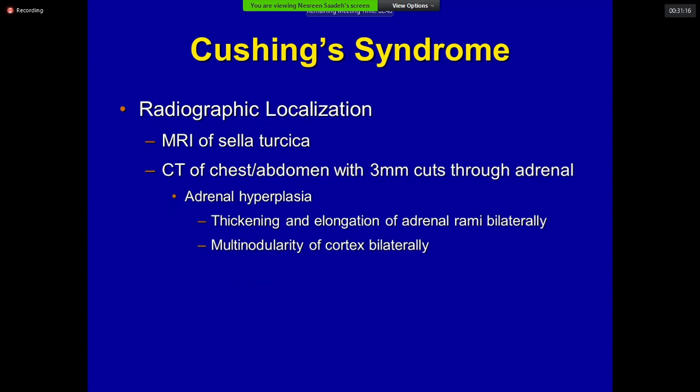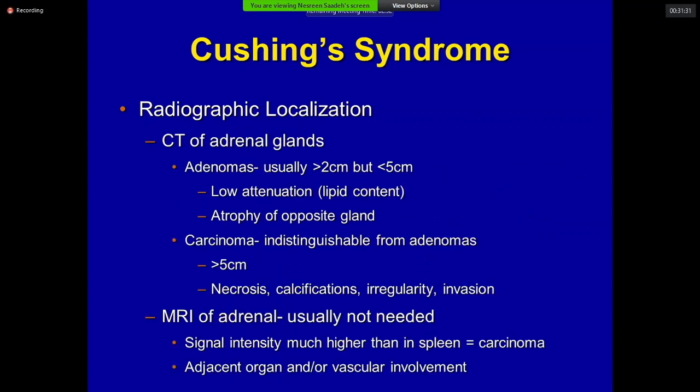When we are thinking about ectopic ACTH secretion, we will try to look for the cancer mainly in the chest, and then in the abdomen. We do CT, chest and abdomen. If it's because of an adrenal adenoma or a carcinoma, we will do CT adrenal gland.